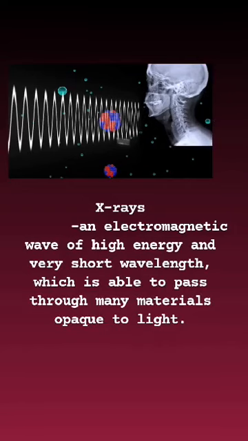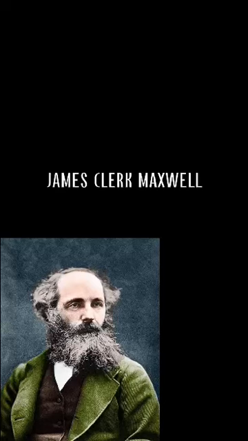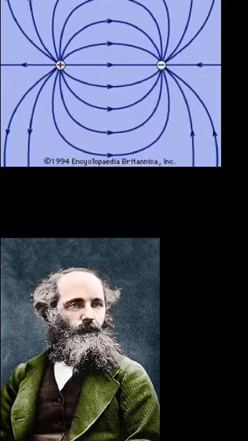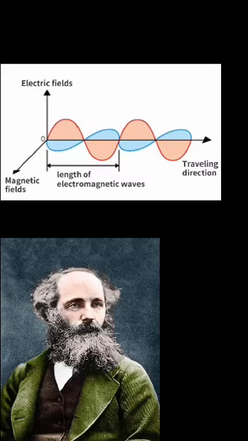And the last example is X-rays, an electromagnetic wave of high energy and very short wavelength which is able to pass through many materials opaque to light. About 150 years ago, James Clerk Maxwell, an English scientist, developed a scientific theory to explain electromagnetic waves. He noticed that electric fields and magnetic fields can couple together to form an electromagnetic wave.